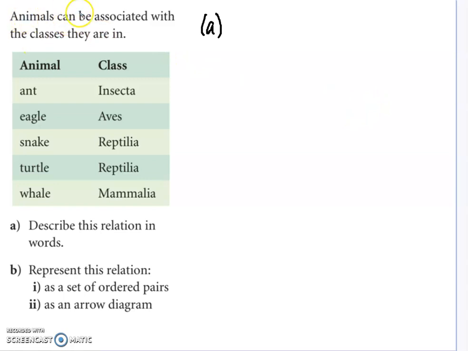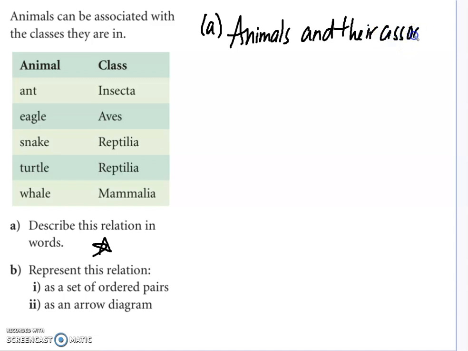So here it says animals can be associated with the classes they are in. That is a sentence that describes the relation. So I can write it either in that wording or with some different wording. I could say animals and their associated classes.